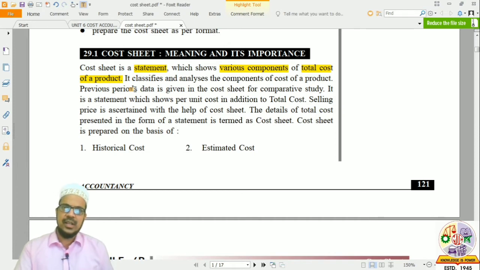Then certain materials would have been required, and certain expenses would have been incurred, like factory expenses, power expenses, etc. for manufacturing the mobile phone. Once the mobile phone is manufactured, it would have been packed, so packing charges would have been incurred. Then it would be distributed using various channels of distribution. So you will incur expenses in the form of advertisement, and in the form of selling and distribution expenses.